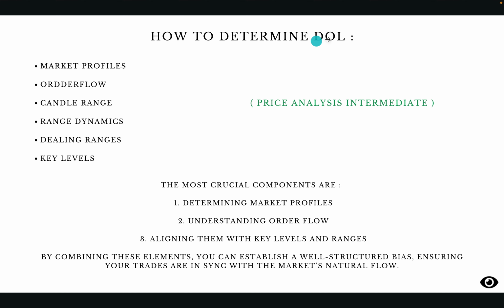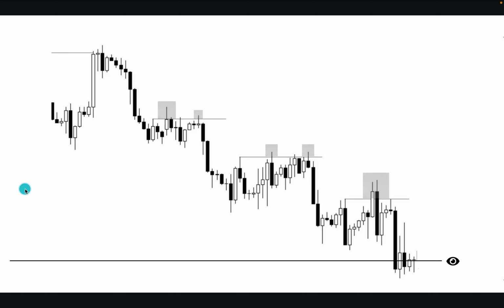So how to determine your drawn liquidity? So market profiles, order flow. Sorry, I made a mistake here. Candle range, range dynamics, daily range, and key levels. So like I said, the most crucial components are determining the market profiles and understanding the order flow and aligning them with key levels and ranges.